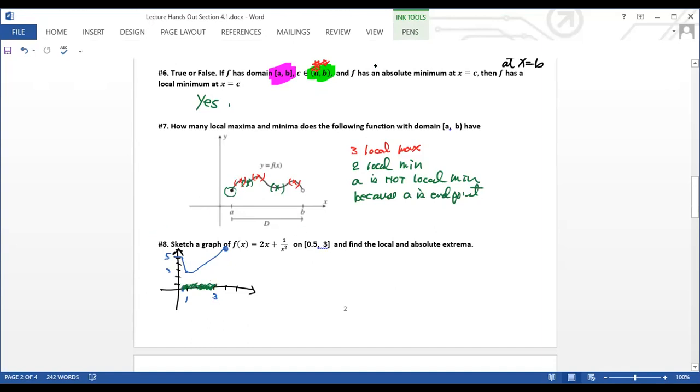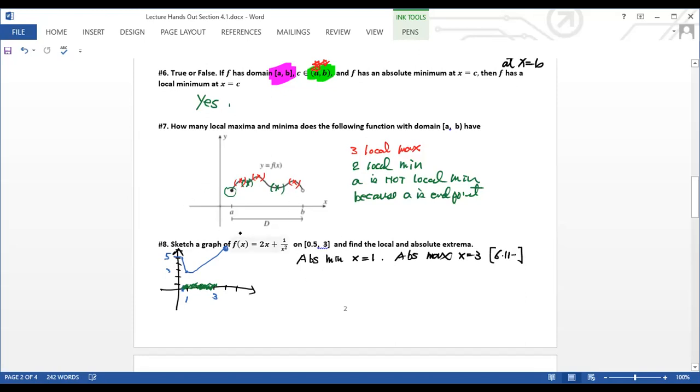Now let's take a look at absolute extrema. I have an absolute minima at where? At x equal to 1. Do I have an absolute max? Oh, yes, because at the end point at 3, I have an absolute max at x equal to 3. This maximum value is about 6.11. So I do have the absolute max and the absolute min.